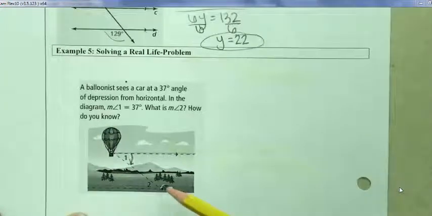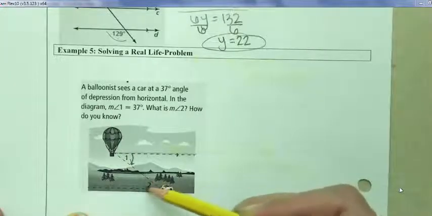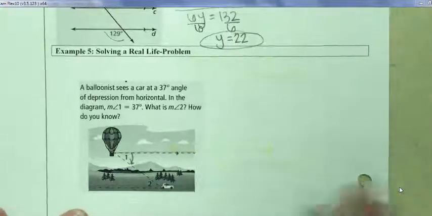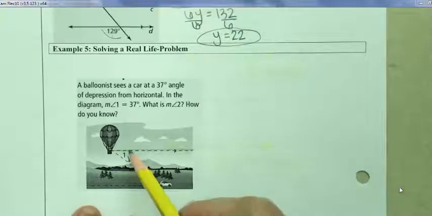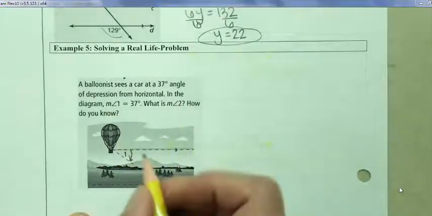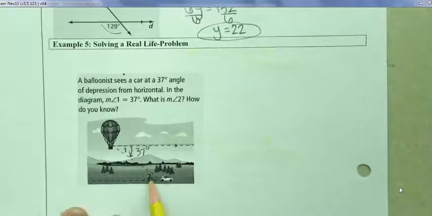Whereas this car here, its angle looking up is called an angle of elevation. And we'll talk about that a million more times. So it's not a sad angle, it's just an angle of depression because he's looking down. Okay, in the diagram, the measure of angle 1 is 37 degrees. What's the measure of angle 2?